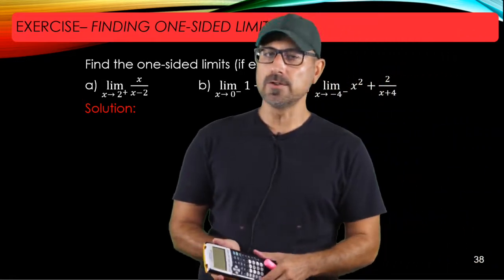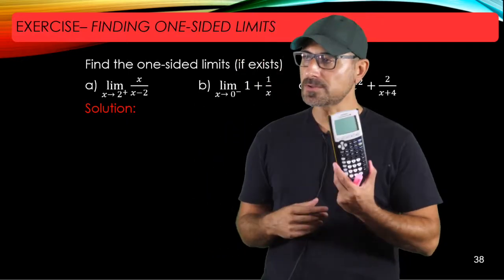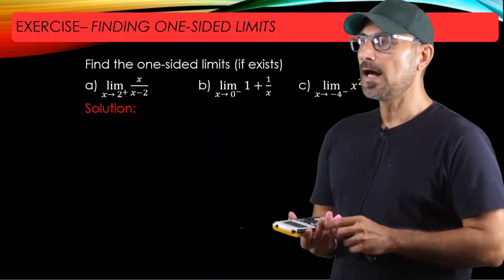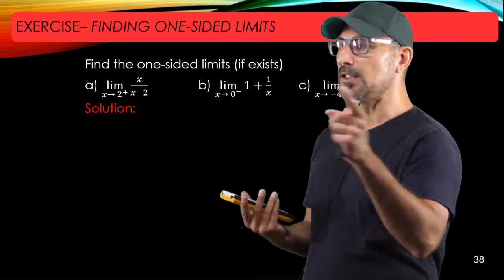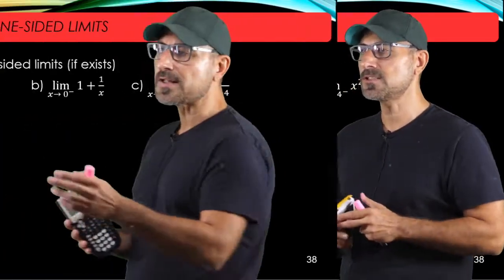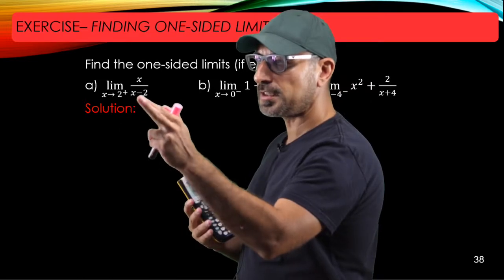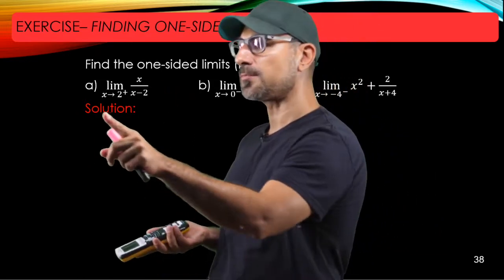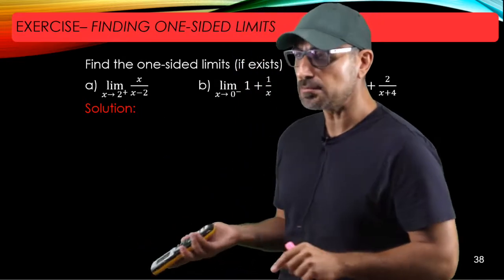Before I hit the road, I just want to remind you that you can use your TI-84 to graphically see what the limit values could be for these different functions. Like in the first example, the limit of the rational function x over x minus 2 as x approaches 2 from the right is being asked.